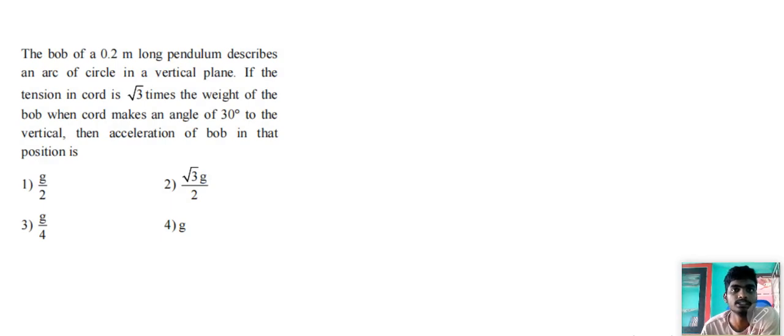So here is the question: a bob of a 0.2 meter long pendulum describes an arc of a circle in a vertical plane. If the tension in the cord is root 3 times the weight of the bob, when the cord makes an angle of 30 degrees to the vertical, then the acceleration of the bob in that position is... According to the question, you can draw the diagram.